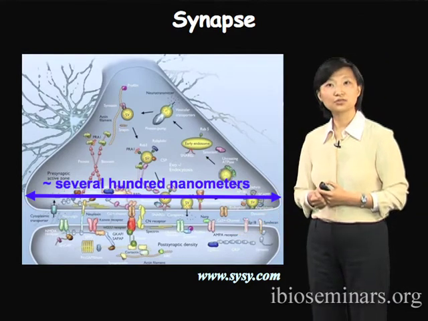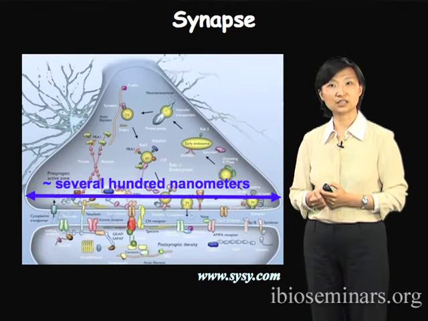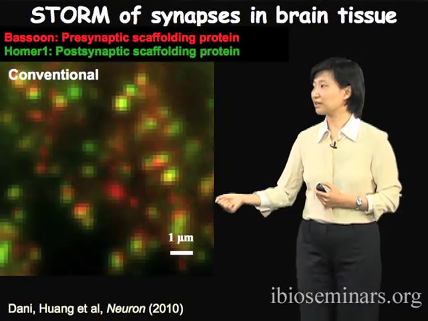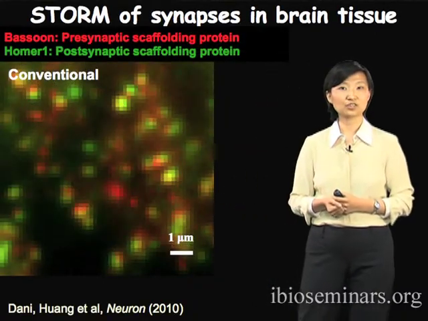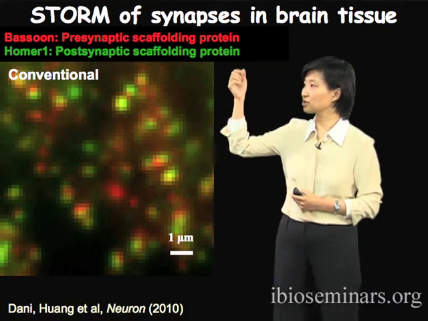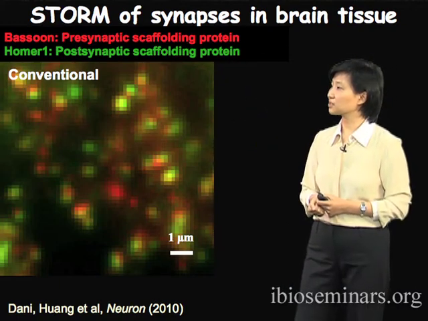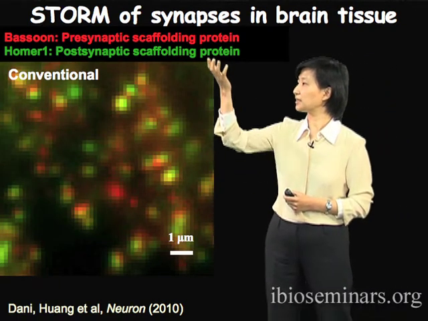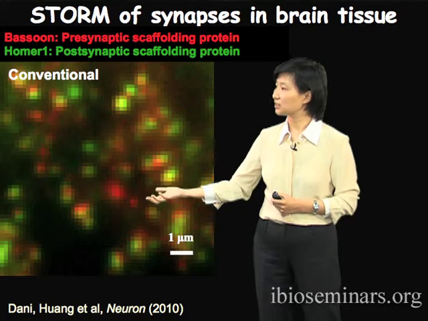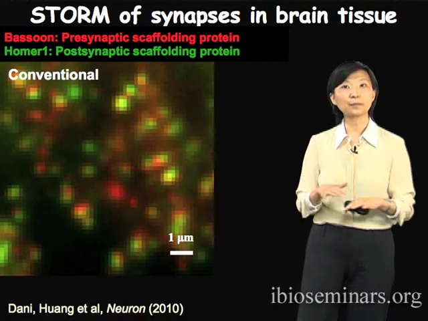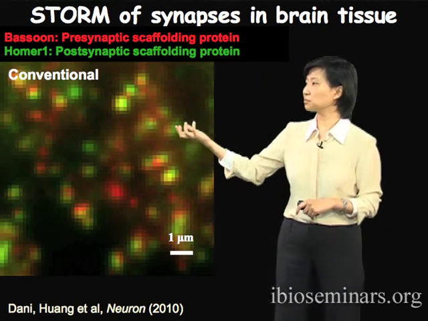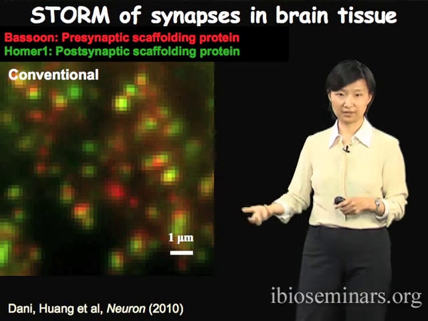And this is very difficult to investigate with conventional light microscopy tools, as I illustrate in this conventional image of synapse structures that are labeled with two proteins. One is the presynaptic scaffolding protein Bassoon in red, and the other is the postsynaptic scaffolding protein HOMER1. As you can see in this image, there's severe overlap between these two structures, and also in places multiple synapses are overlapping with each other.